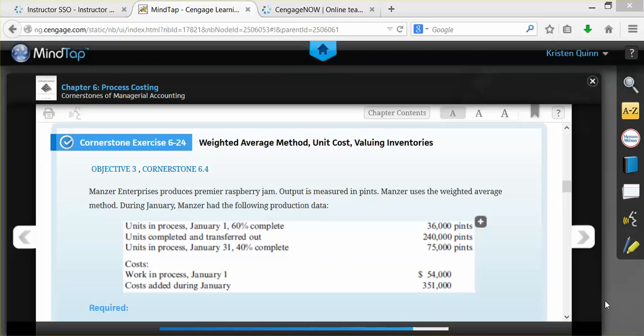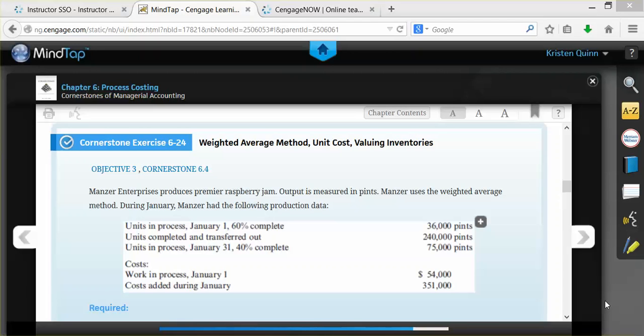They also give us the work in process in terms of cost of $54,000 and how much cost was added during January. In total, that was $351,000. We are using, again, the weighted average method.